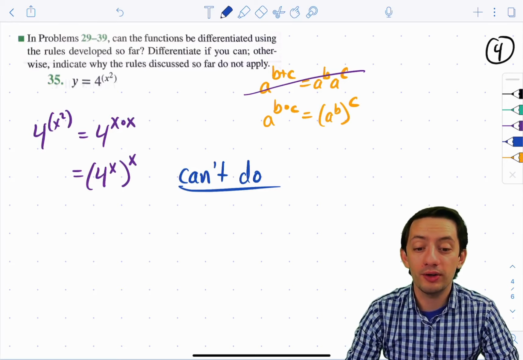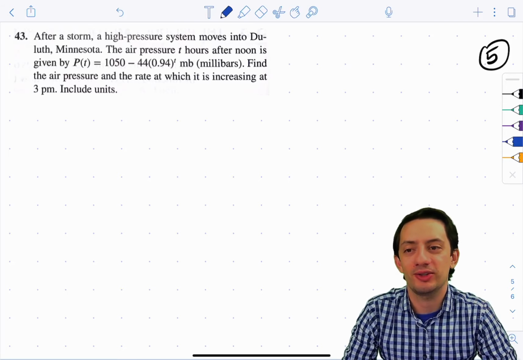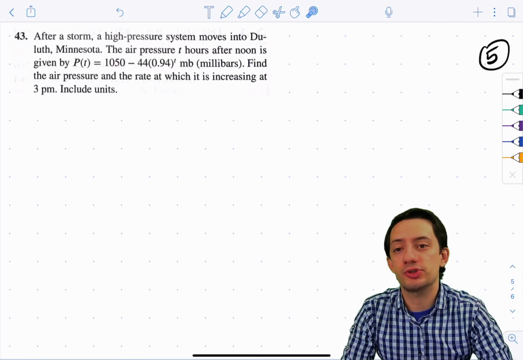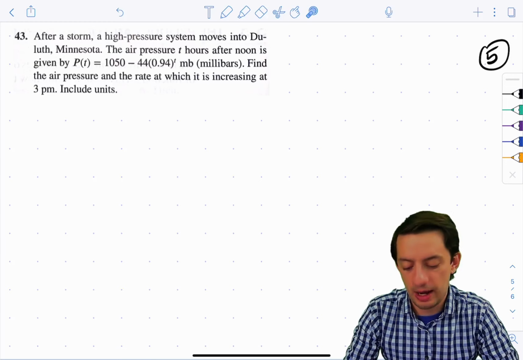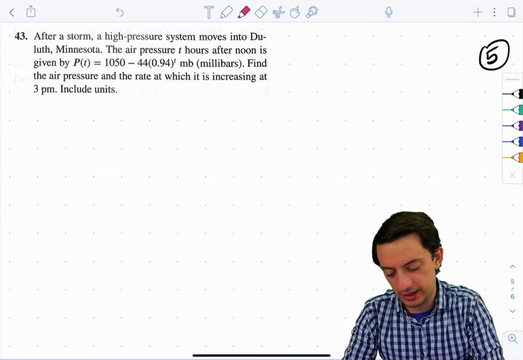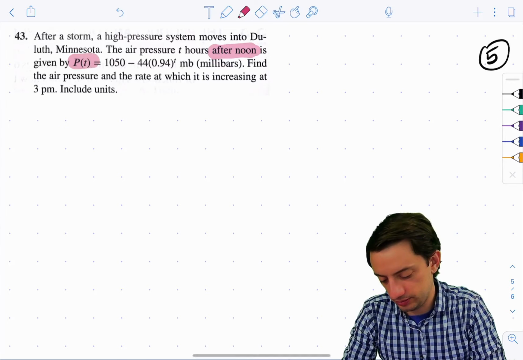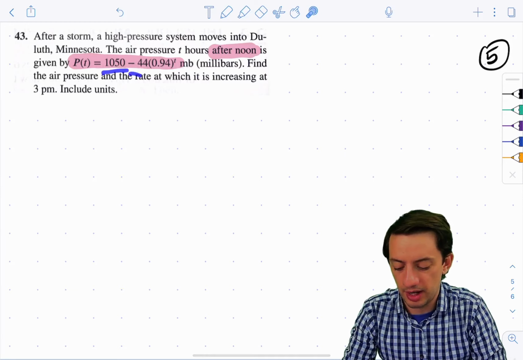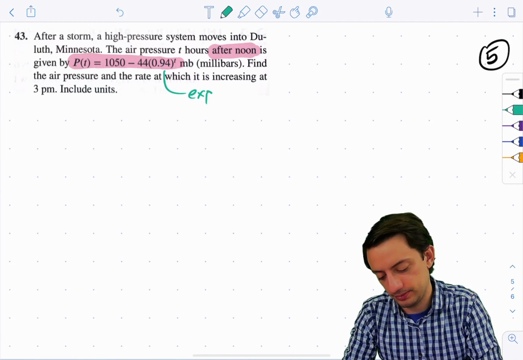Okay, we've got one more. We're going to keep this probably under 12 or 13 minutes, it looks like. This is a word problem. It says, after a storm, a high-pressure system moves into Duluth. The air pressure T hours after noon, let's highlight that, after noon, is given by this function. This is a constant minus a constant times an exponential. And in fact, notice that this is an exponential decay.